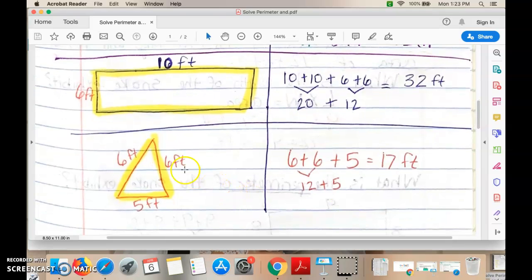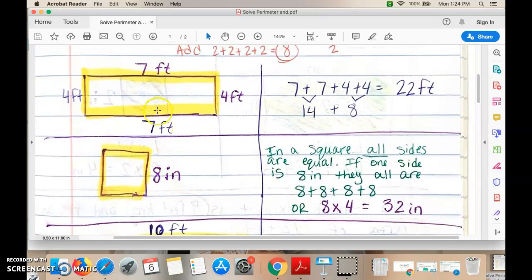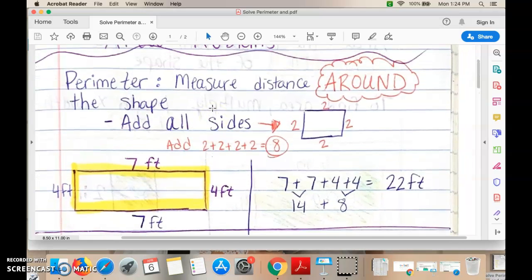If I have this triangle, 6 feet, 6 feet, and 5 feet, I'm going to add those up, and I would get 17 feet. So that's perimeter. With perimeter, we're going around the outside and we're adding all of those up.